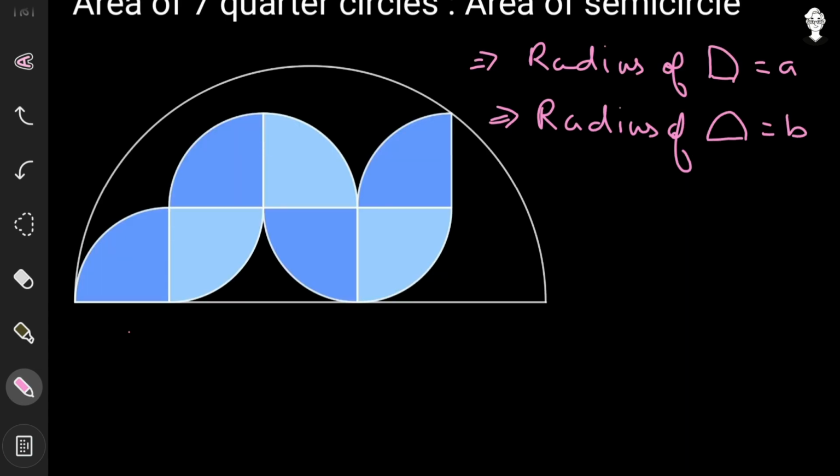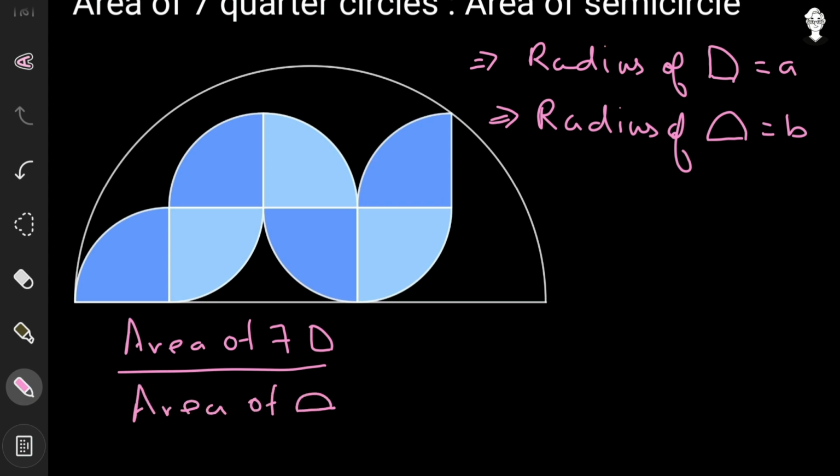Remember that. Now the required ratio is the area of the 7 quarter circles upon the area of the semicircle. This is the required ratio. As all quarter circles are congruent and the radius of 1 quarter circle is equal to A, the area of the 7 quarter circles would be equal to 7 times the area of 1 quarter circle. Now the area of a quarter circle is pi radius square upon 4, and as radius is equal to A, it will be pi A square upon 4.